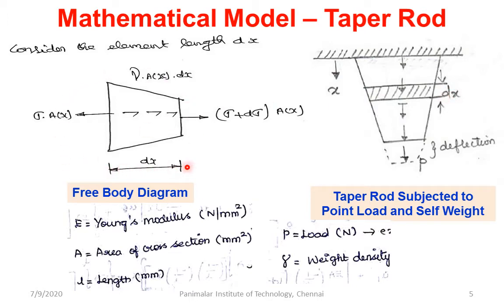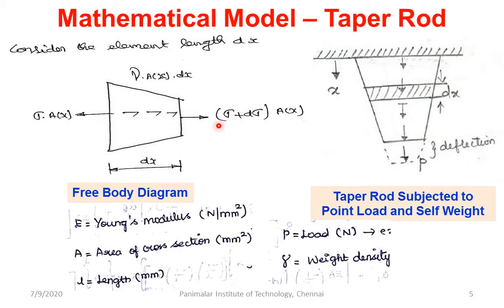Here this is the dx length, and this is the variable cross section we are showing. On the left side the cross section is larger, and on the right side the cross section is smaller. Now the forces are expressed in terms of the stress. Stress multiplied by area is nothing but the load acting on the particular plane. Since the area of cross section is changing, the stress variation will be there. Since on the left side the area of cross section is larger and on the right side it is smaller, there will be a small increment in stress value. That increment is considered as d sigma.